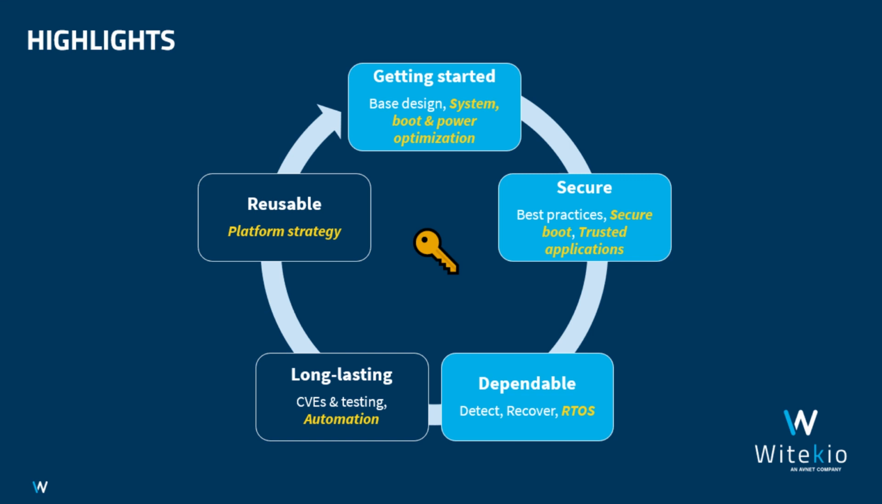Quick summary. We talked about getting started, some tips for organizing your system, power optimization, and security, with the two main points that I think you should leverage first of all: secure boot, obviously, and trusted applications. Making it dependable, so being able to detect, recover, and leverage an RTOS for all your key workloads. Long-lasting through automation and CVEs. And finally, reusable with your platform strategy.